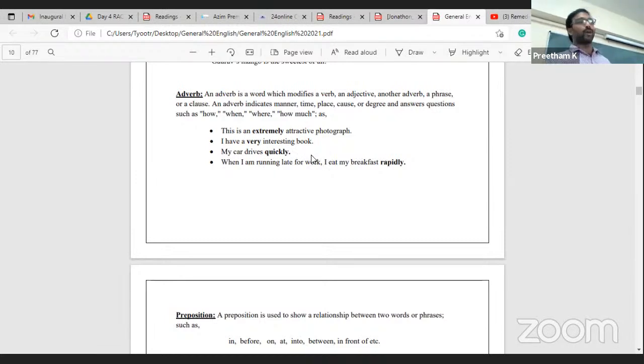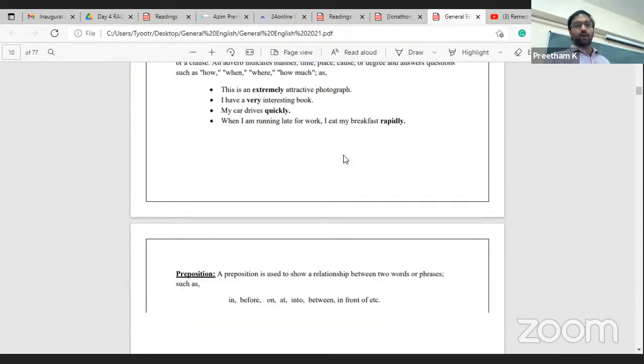My car drives quickly. What is it describing here? Car or drives? Drives. How it drives? It is describing an action. See, the primary definition of an adverb is that it describes an action. Second, it ends with ly. Apart from describing the action, it can modify any other activity.